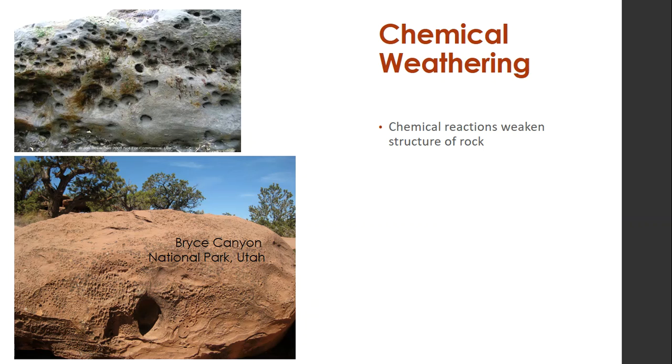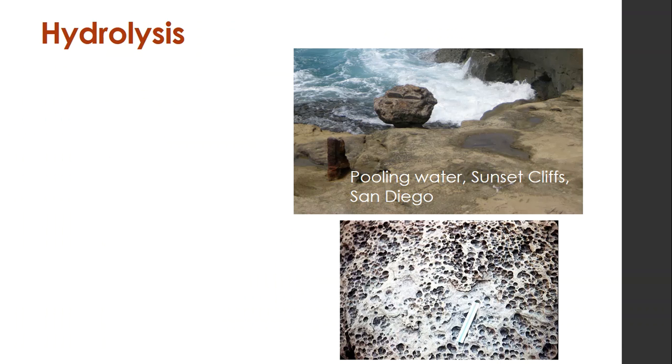Chemical weathering is a chemical reaction that weakens the structure of the rock. We usually see this in terms of these little pock marks. It is more common with water, often seen as circular holes. And so with water, that happens by hydrolysis.